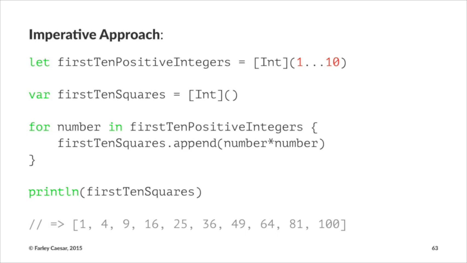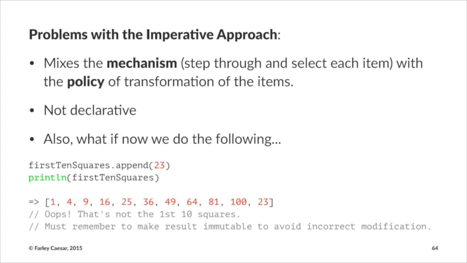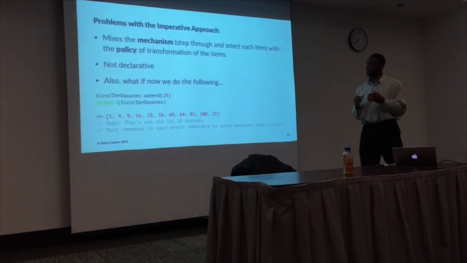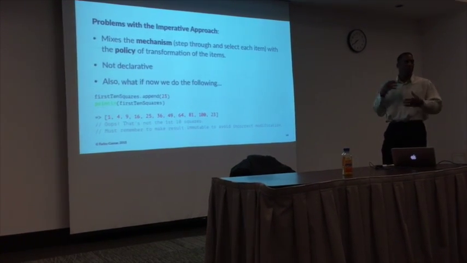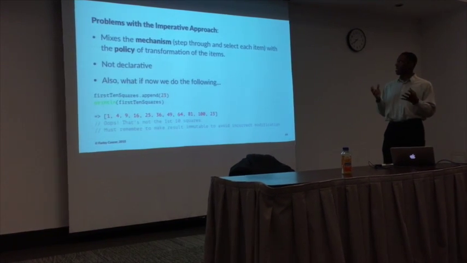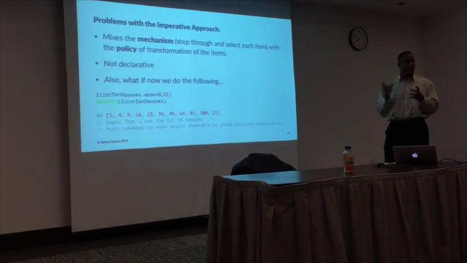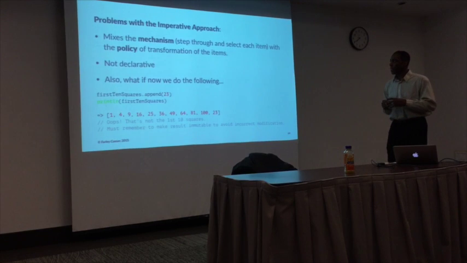Right? So this is perfectly good, but a functionalist would look at this and scoff, not like it. Why? Why would they not like it? Well, it kind of mixes the mechanism with the policy. What does that mean? So the mechanism to solve the problem is looping through the array, right? And the policy of what you want to do with each item is kind of embedded in that loop, okay?